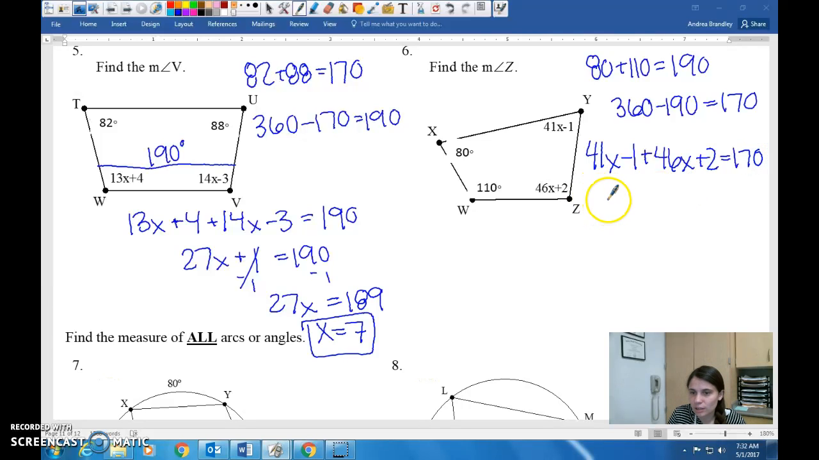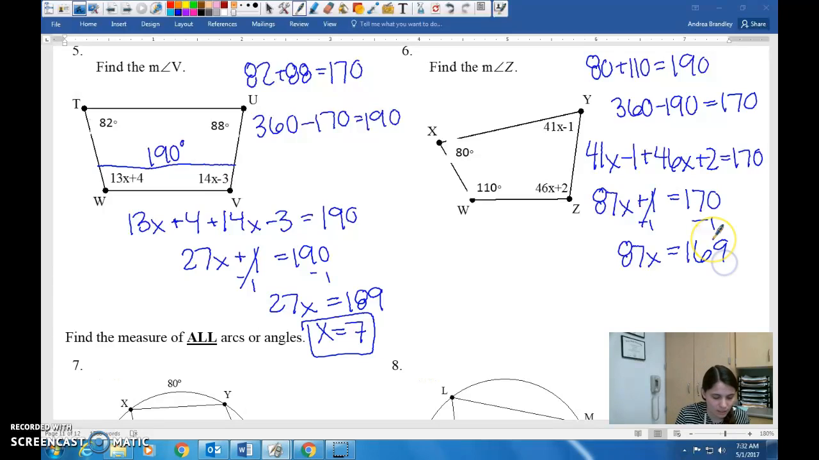So I'm going to combine like terms again. So 41x plus 46x is 87x. Negative 1 plus 2 is 1, equals 170. So I'm going to minus 1 on both sides. So I have 87x equals 169. 169 divided by 87 is about 1.9. So x equals 1.9.